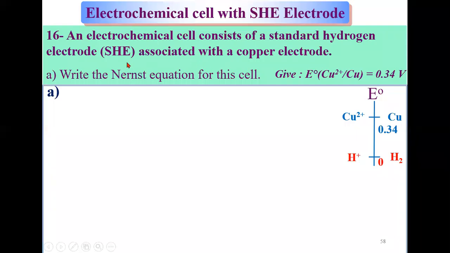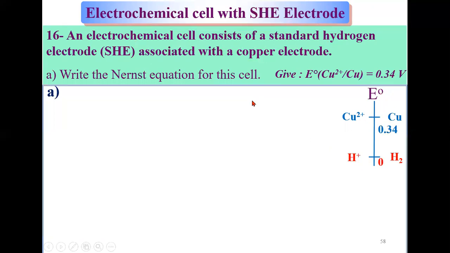So we're continuing with electrochemical cells. This is number 16. We have an electrochemical cell which consists of the standard hydrogen electrode, the SHE electrode, which has an E naught, a standard reduction potential, set at 0, and a copper electrode, which has an E naught calculated to be 0.34.